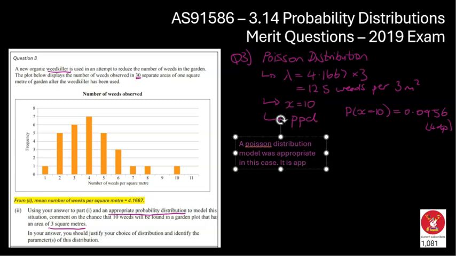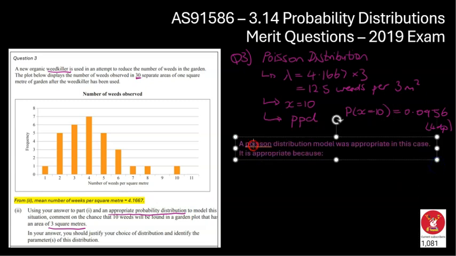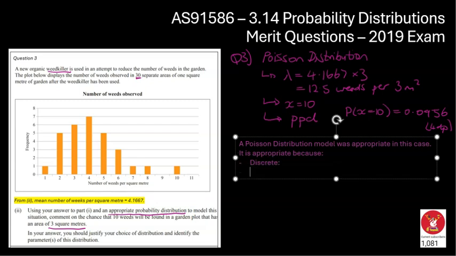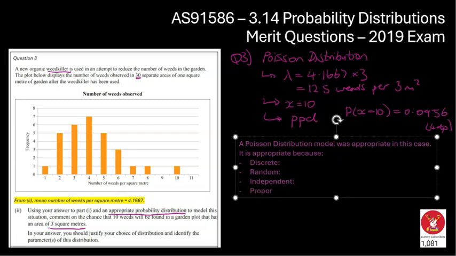It is appropriate because, and I'm just going to bullet point my answer here. Feel free, you're always allowed to bullet point stuff. It was appropriate because, and let's start running through the criteria needed for a Poisson distribution. So the first thing is the data has to be discrete, so I should probably comment on that. There has to be an element of randomness to it. The events have to be independent from each other, has to be proportional, and cannot occur simultaneously.